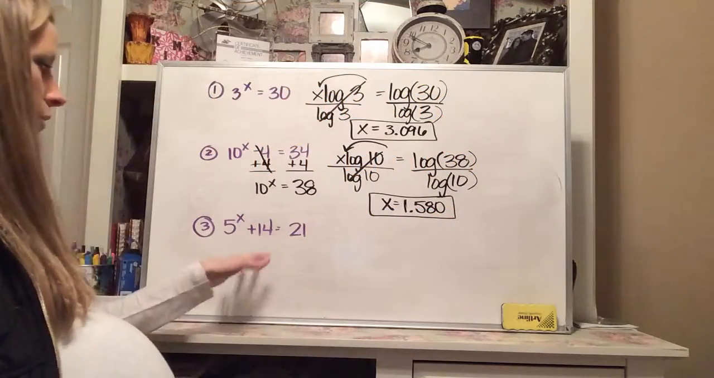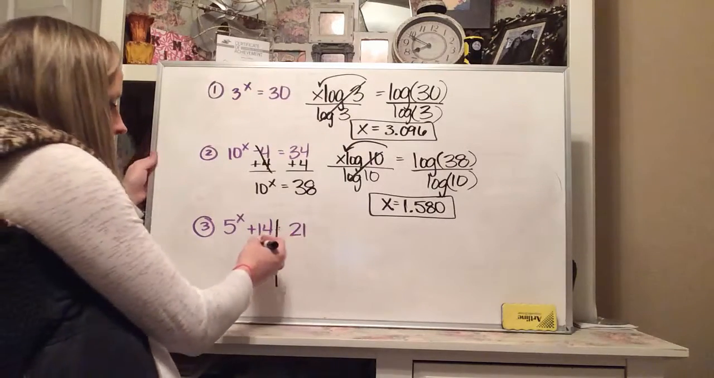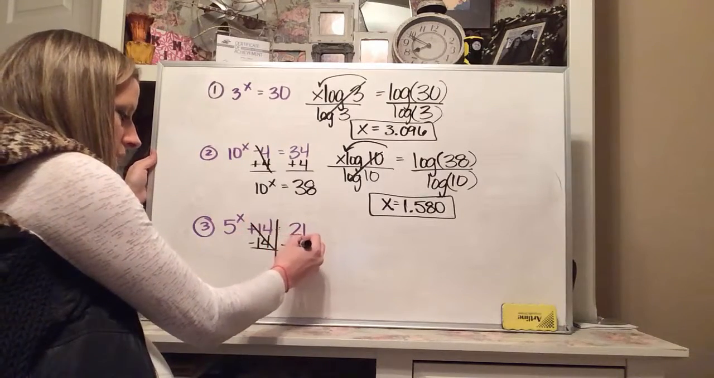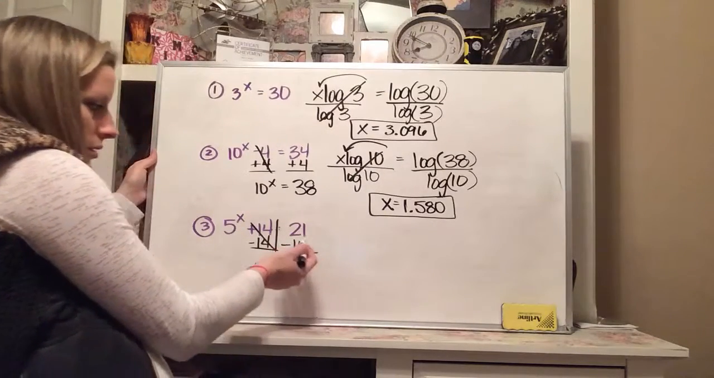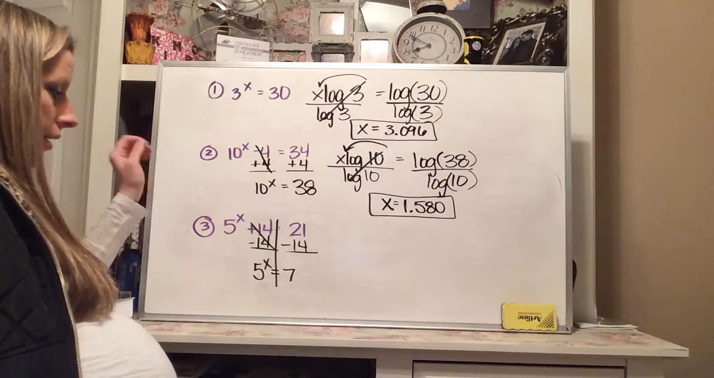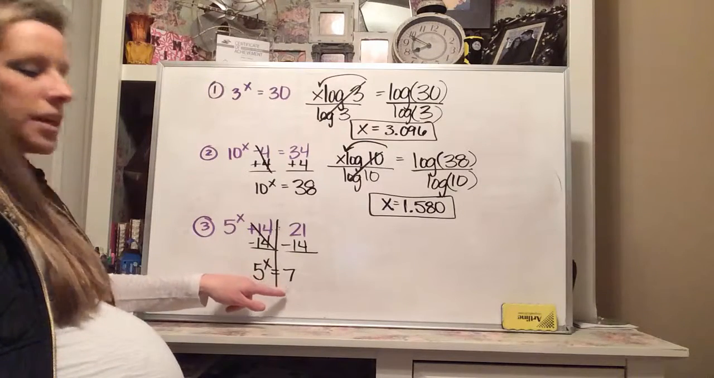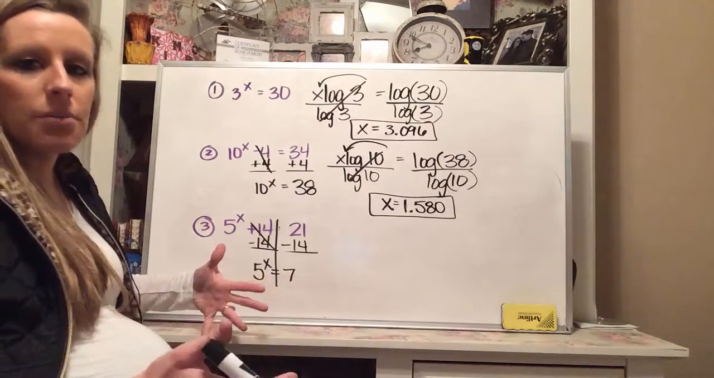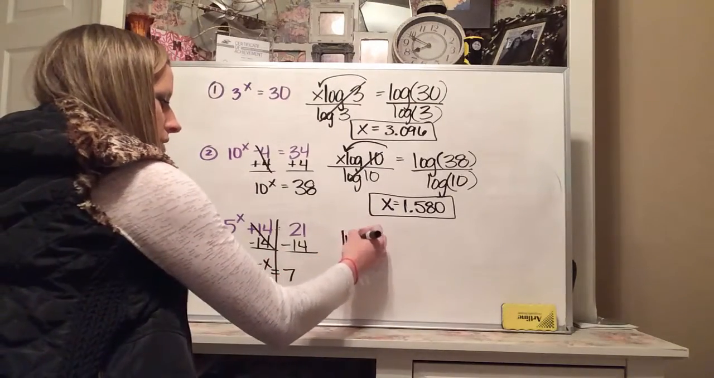Alright, so I'm going to work through number 3 pretty quick. You should have already tried to work it. I'm going to try to get 5 to the x power by itself, so I'm going to subtract 14. So 5 to the x power equals 21 minus 14, which gives me 7. The closest we can get to 7 would be 5 to the first power, but we don't have a whole number that'll give us 7. So the way we do it is we take the log of both sides.